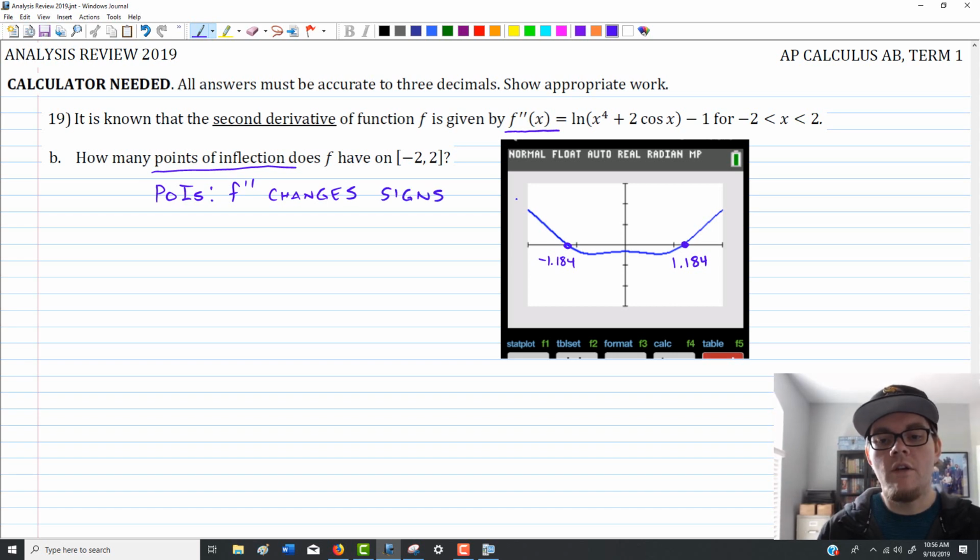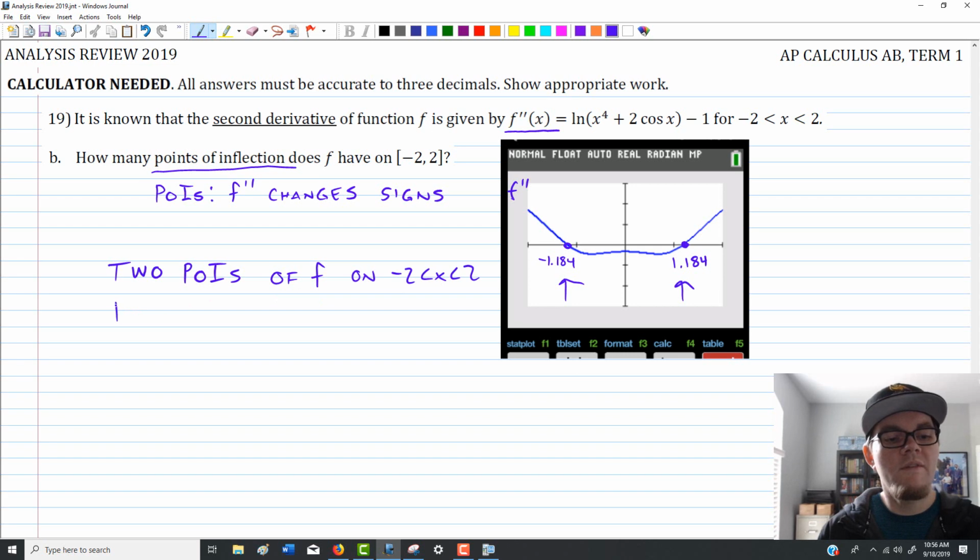So looking at our picture here, I noticed that there are exactly two places where the f double prime, this thing that's been graphed, changes signs. The first one we looked at, and the second one we already looked at. So basically these 2 points are going to be our 2 points of inflection. So there are 2 points of inflection on the interval we're interested in.